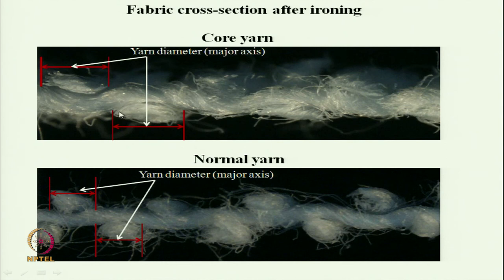If you see the fabric cross section here, the hollow yarns in the weft, flattening takes place. During flattening, these hollow yarns almost cover the open space between the threads, whereas the normal yarns did not flatten to that extent. So, there are openings present in the fabric structure.